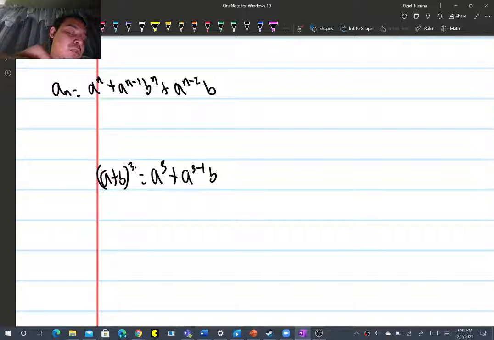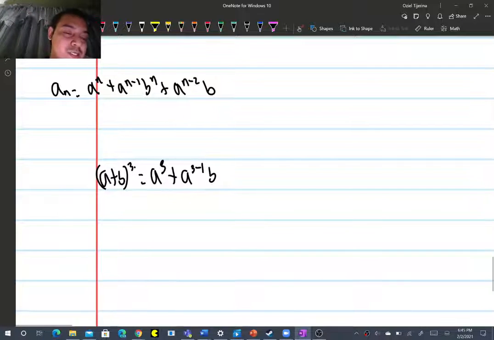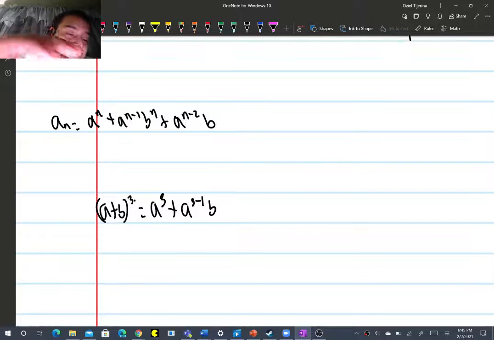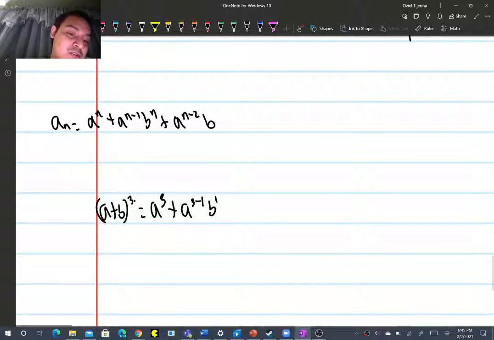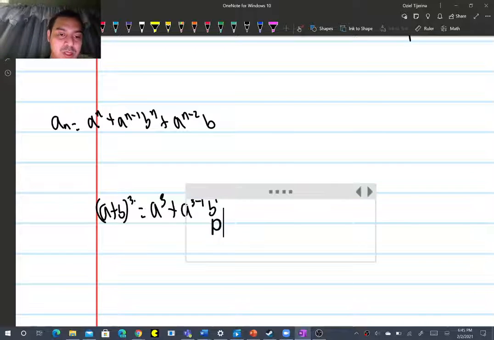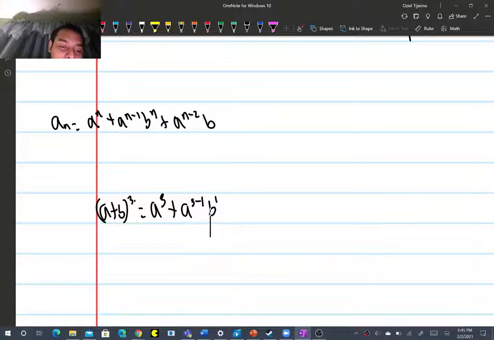Now, actually, hold on, it's not b to the nth power, it would be b to the first power. And then as you keep going, with a, you're going to decrease the exponent by 1.